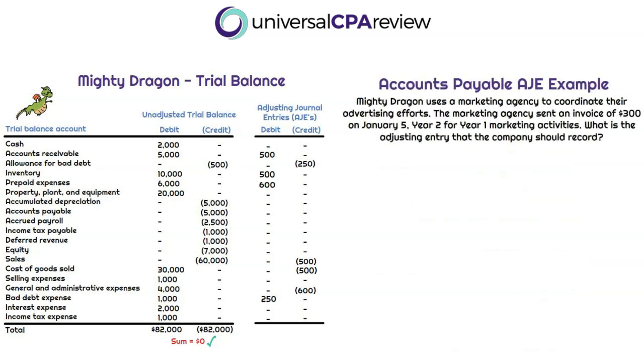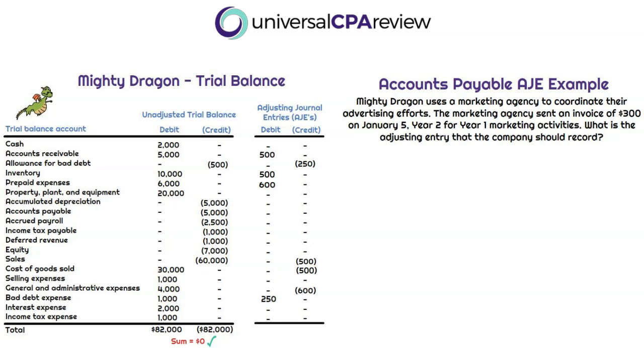The next account is accounts payable. As we know, accounts payable is where we record invoices from suppliers and vendors, and it sits on the balance sheet until we pay our vendors and suppliers in cash. So it's common to have an adjusting journal entry when there's an expense that is related to the current year, but we don't yet have the invoice. And that's exactly what happened to Mighty Dragon.